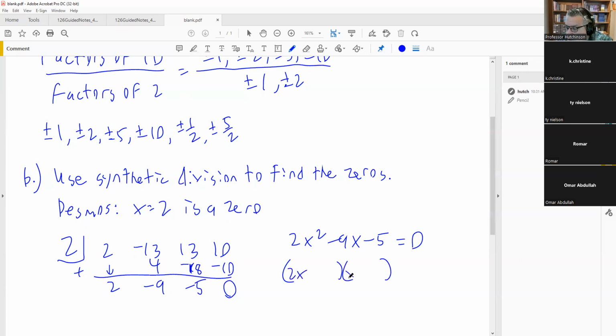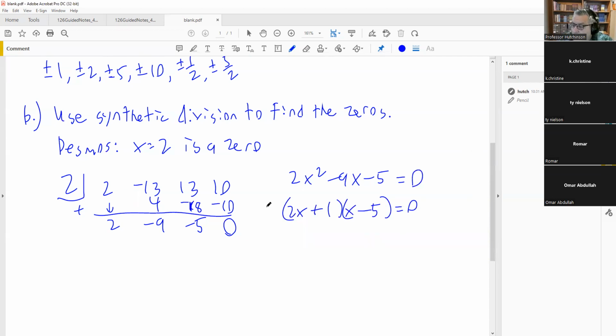So I'm going to do 2x and x here to get the 2x squared. Then I want a 1 and a 5. Let's see if that's the right order. With 2x squared, we have a 10 and a 1. So if I make this a minus and that a plus, then I'll get minus 10 plus 1, which is -9, and then I get -5. So yes, that is correct as far as the factoring.